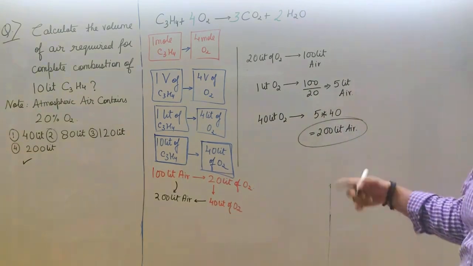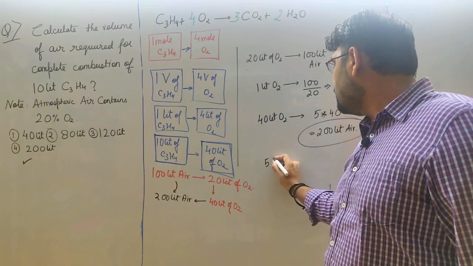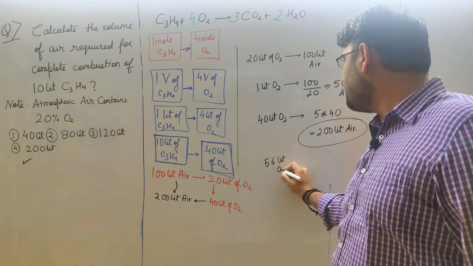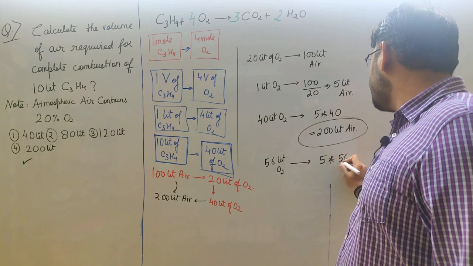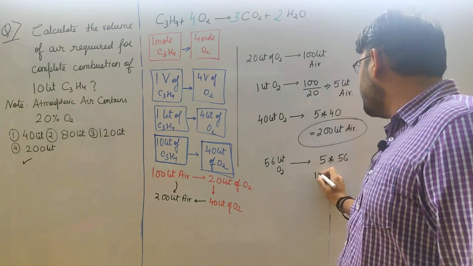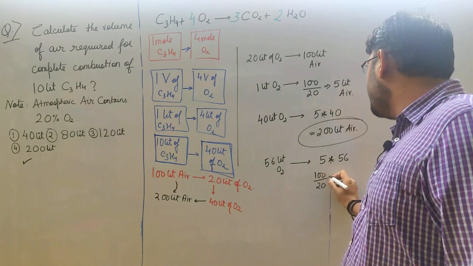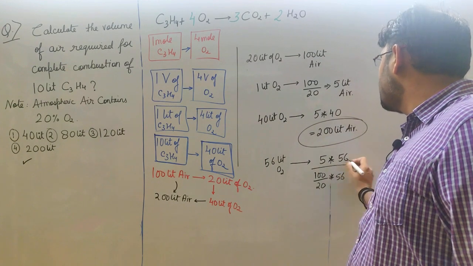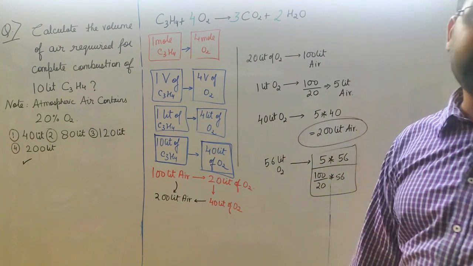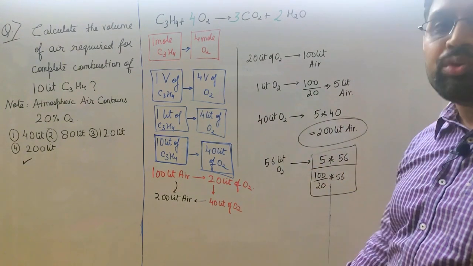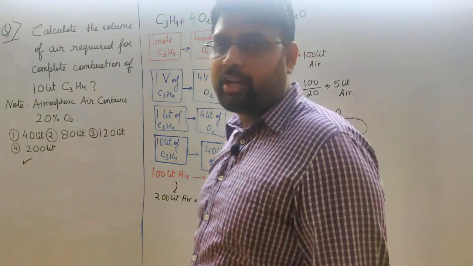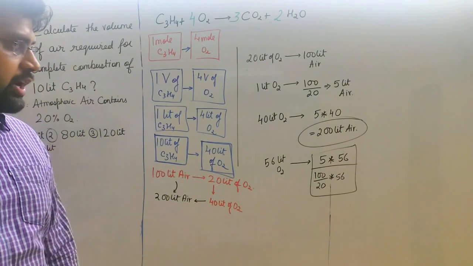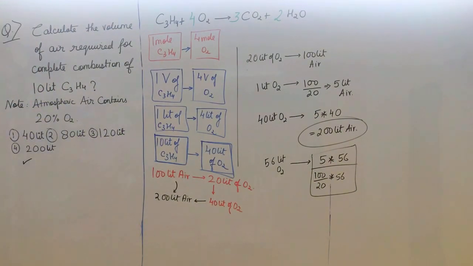Okay, mathematically, for 56 liters of oxygen, we will have 5 into 56, or you can write 100 upon 20 into 56. I hope it is clear. 17 liters of oxygen, 17 into 5. Okay, so I hope this question is very clear to everybody. Let's take a look at the next question. Rest of you can note it down.